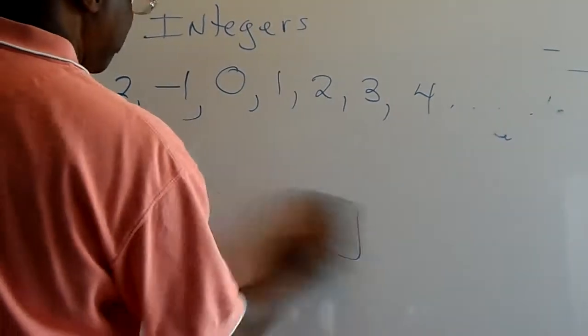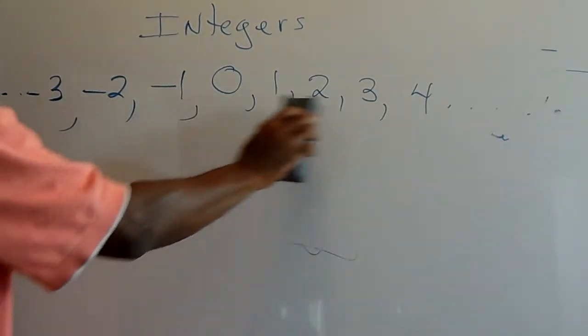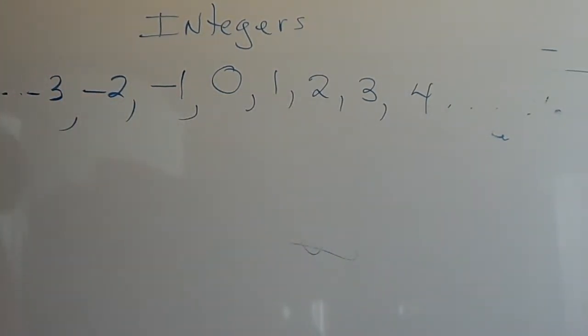Okay, hope that helped you out there. These are integers, these kind of numbers. 2.5 is not an integer. 7 over 6 is not an integer. Okay, all right.